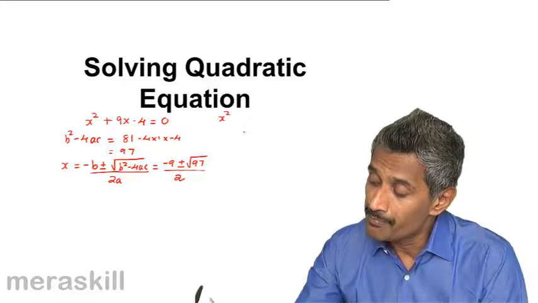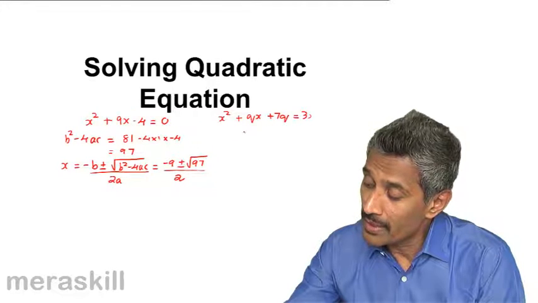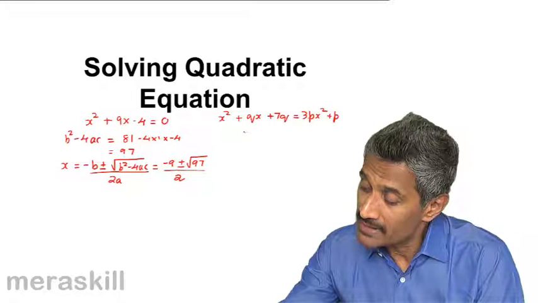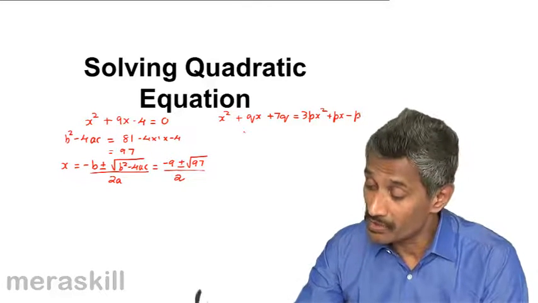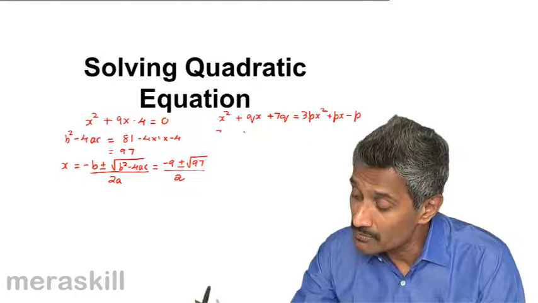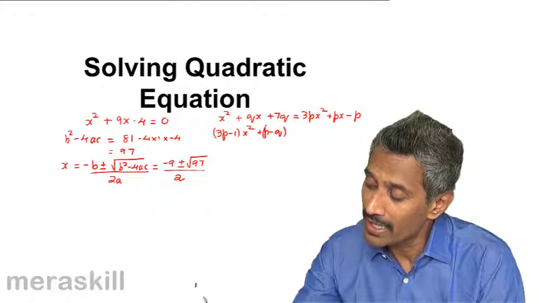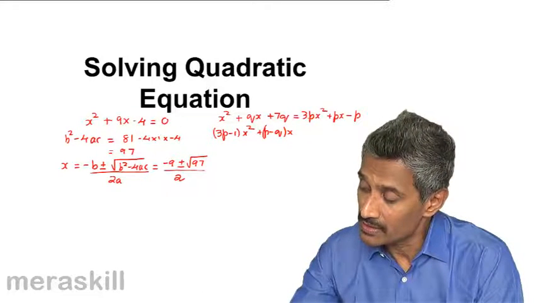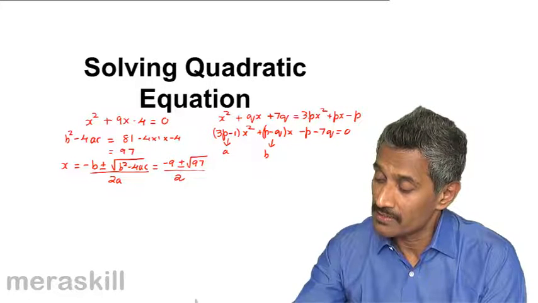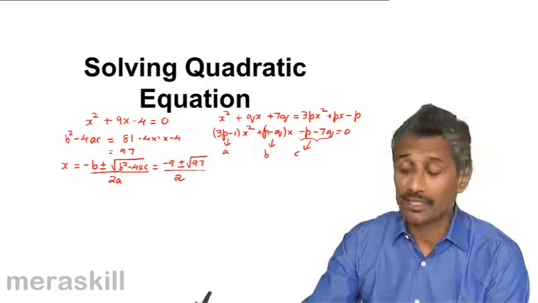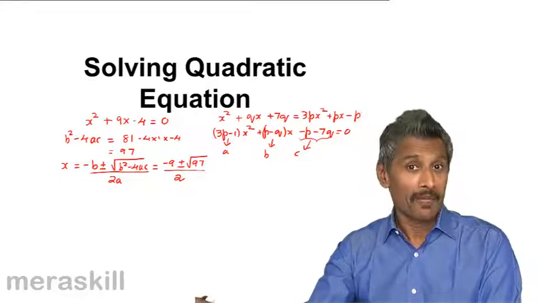Say you may have x squared plus qx plus 7q is equal to 3px squared plus px minus p. Now, how do we solve this? We need to collect all the x squared terms together. So, if you take this to this side, you get 3px squared minus x squared, which will become (3p minus 1)x squared. px minus qx is (p minus q) into x, and plus the last one, that is minus p minus 7q is 0. Once you have this, our a is going to be this, b is going to be this, and c is going to be this part. Then we use the same formula, calculate b squared minus 4ac and go about solving and get the roots in terms of p and q.